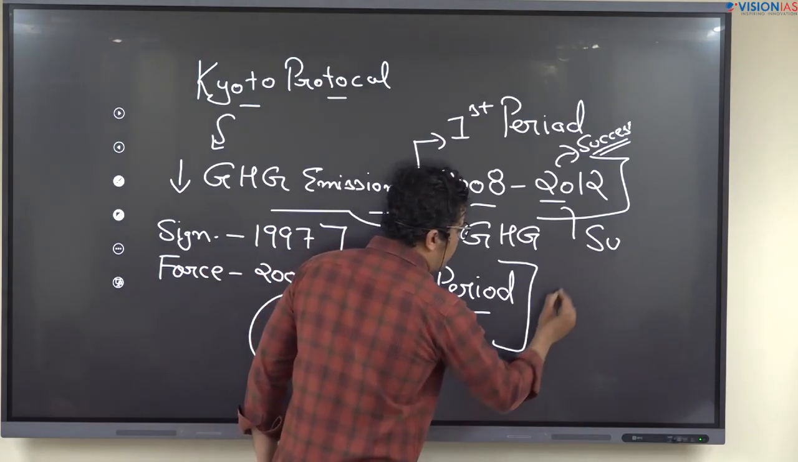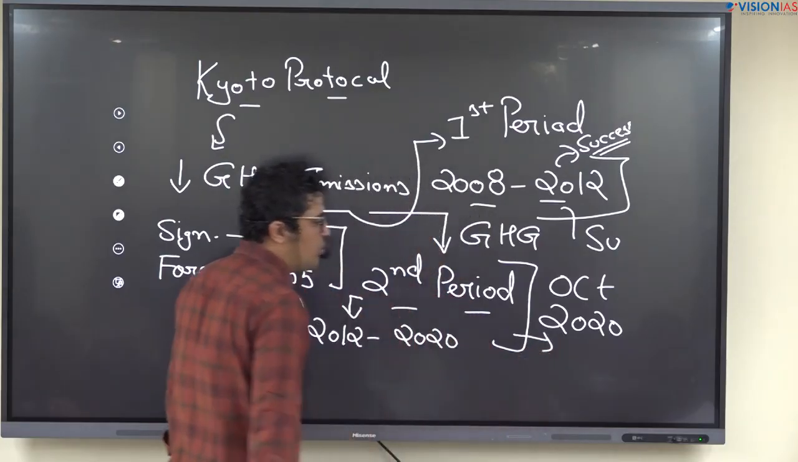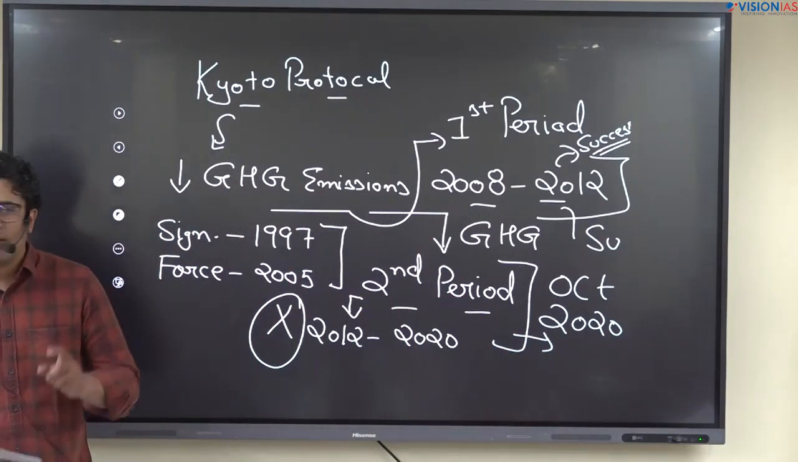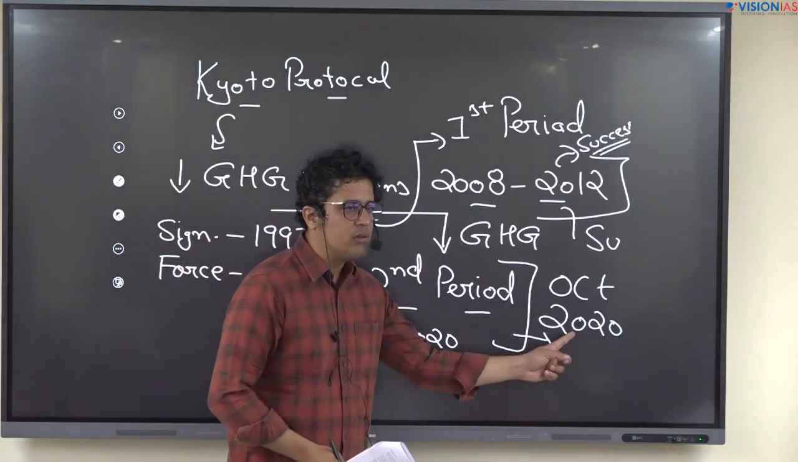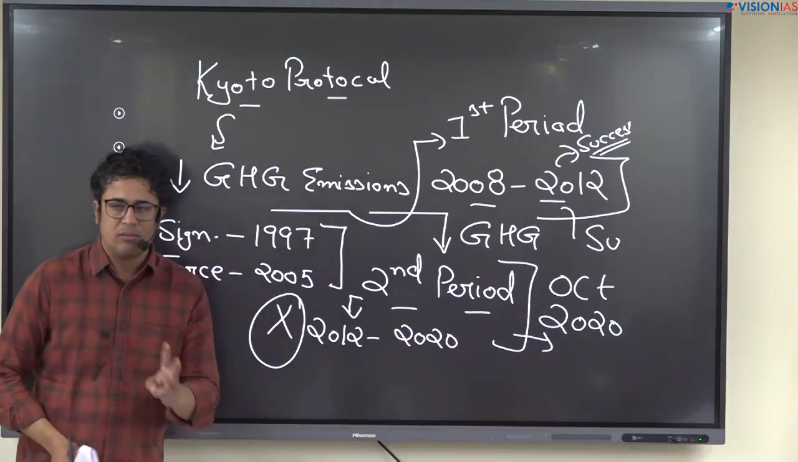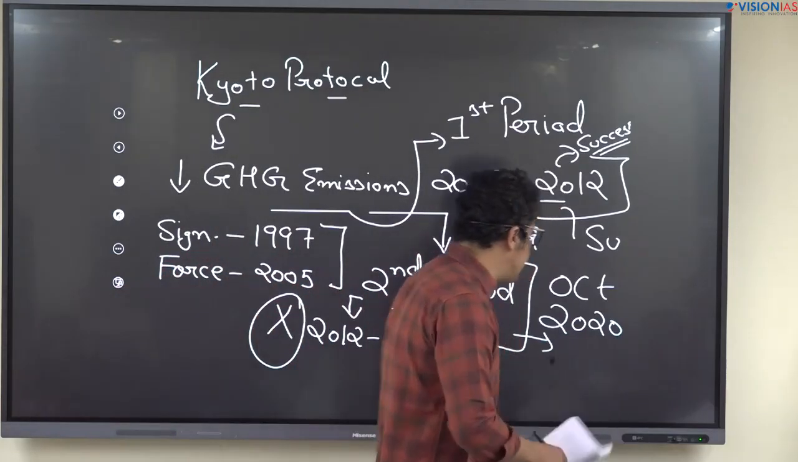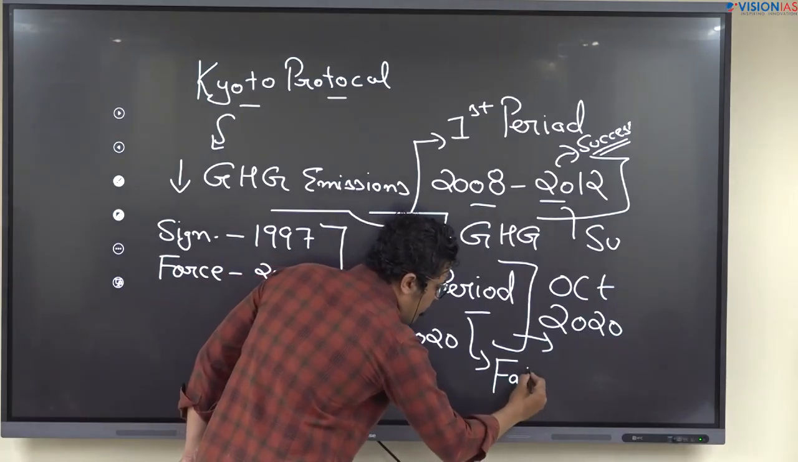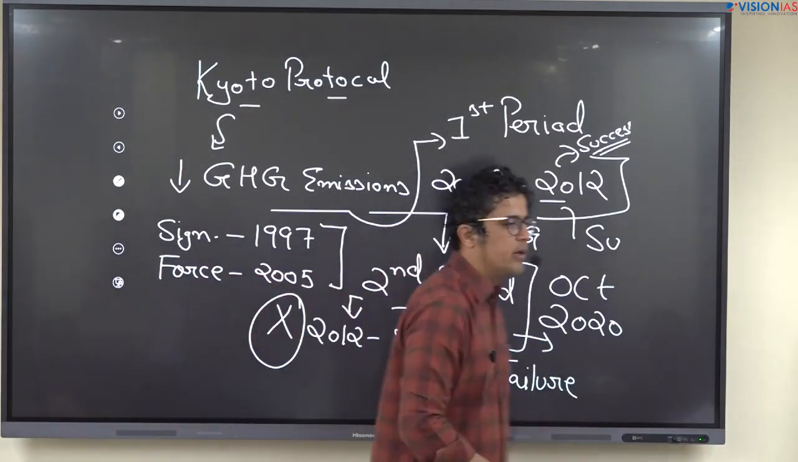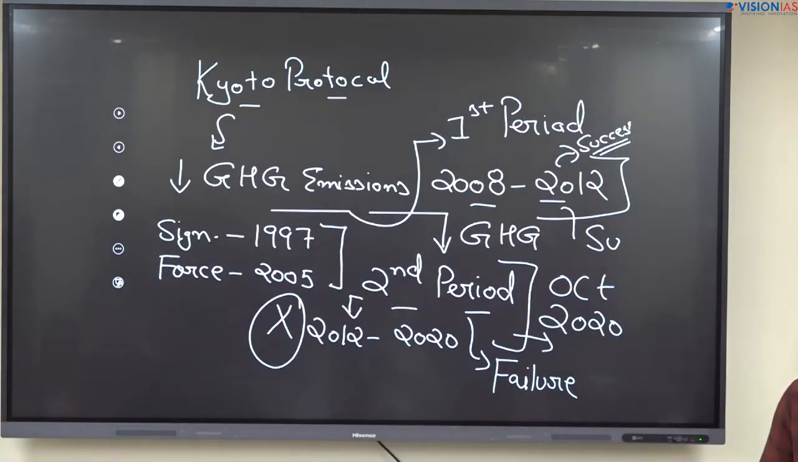Ratification got completed in October 2020, and it came into force then. What is the timeline? When it came into force, how much time was remaining? 2 or 3 months. So what will you do in 2 months? Nothing. That is why this second period was a failure. The first period was a success, but the second period failed, because countries never ratified it. They were not ready to follow Kyoto Protocol.